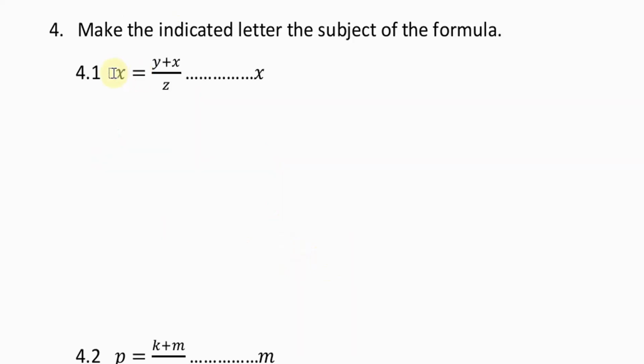So here we have to make x the subject of the formula. Now we have a fraction on the right-hand side, so we can first get rid of the fraction. And we can do so by multiplying the left-hand side by z. In other words, we are dividing by z on the right-hand side. So to get rid of it, we multiply by z on the left-hand side. So the fraction disappears.